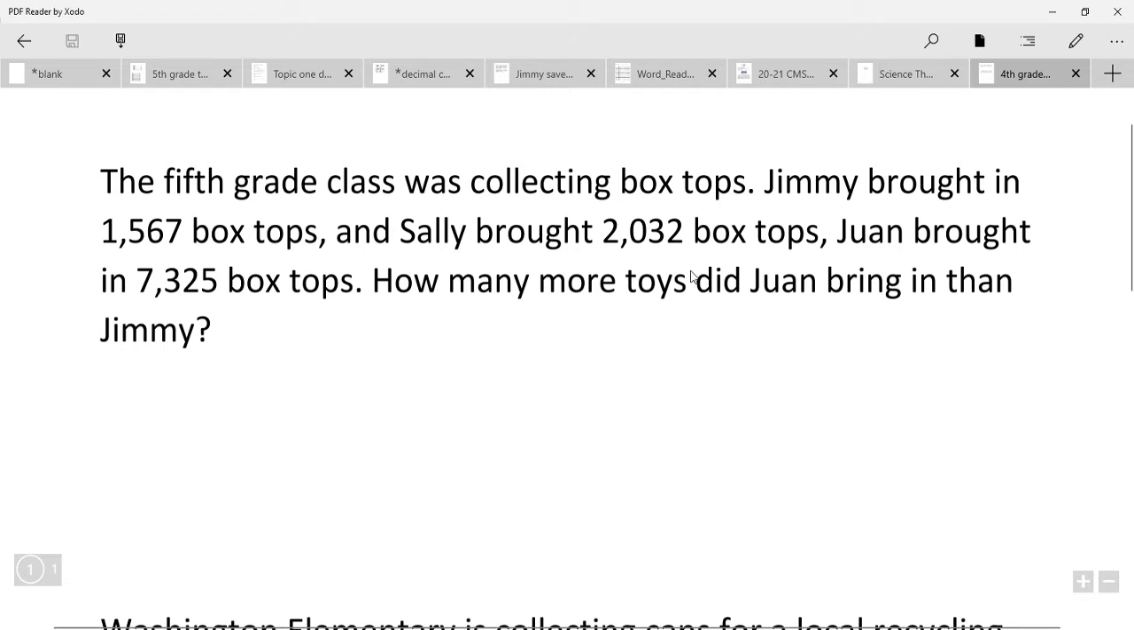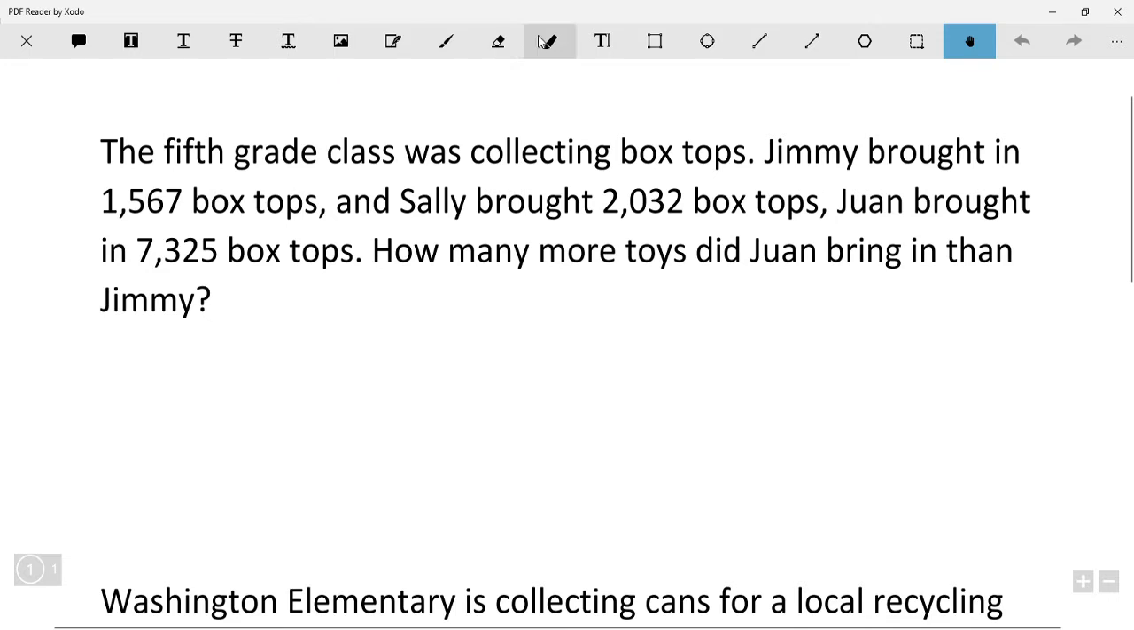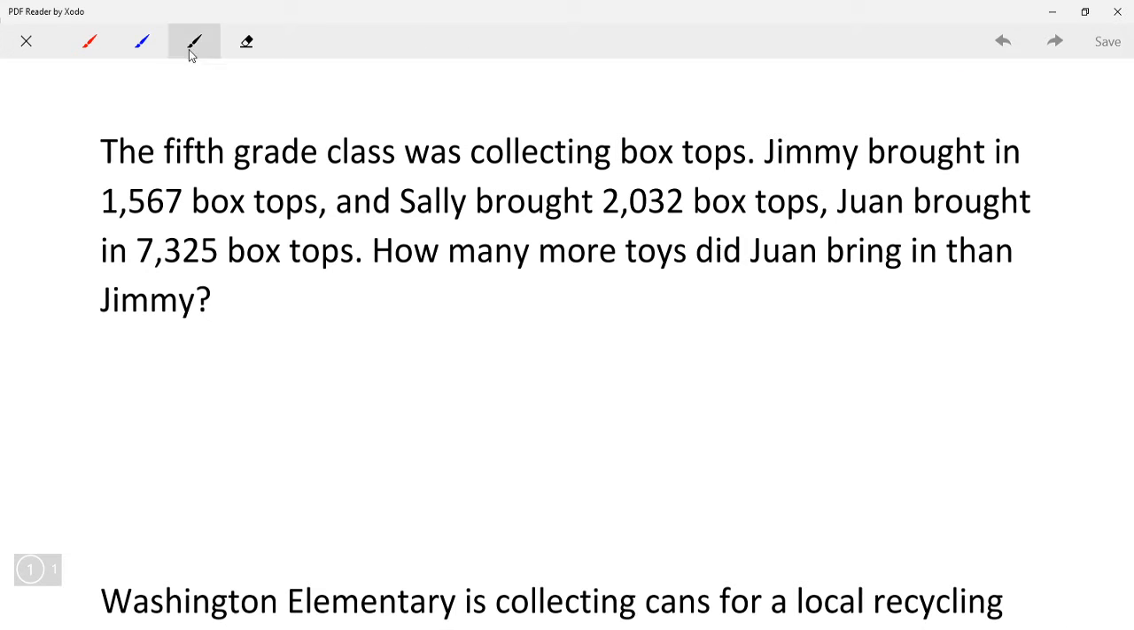Alright, today we're going to go over a word problem. I just wanted to go over this word problem because it's a bit of a tricky word problem that is on 4th grade tests pretty often. So let's just get right to it.